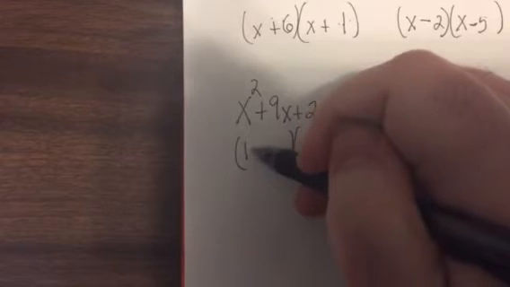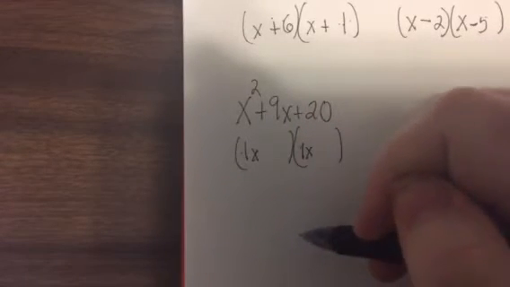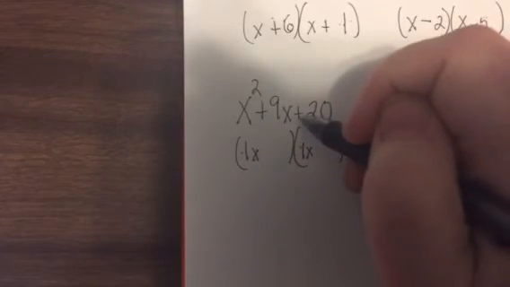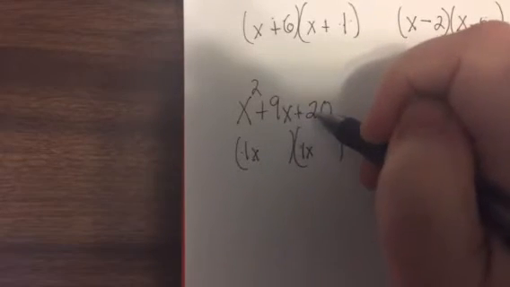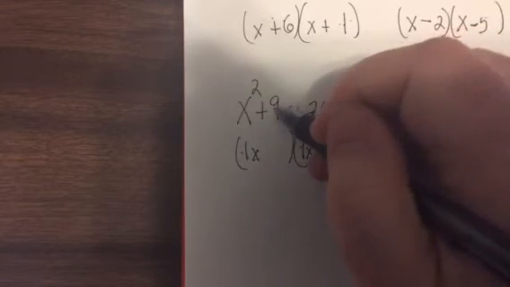Okay, 1x squared is 1x and 1x. Now, if you don't want to put the 1, that's okay. Now, the factors of 20. So let's see. What do you multiply to get 20 and add to get 9?